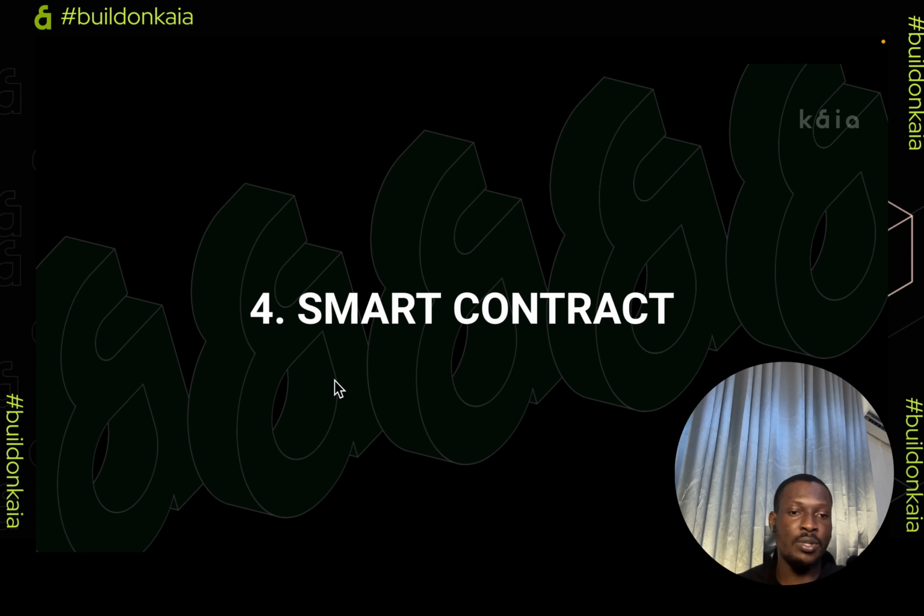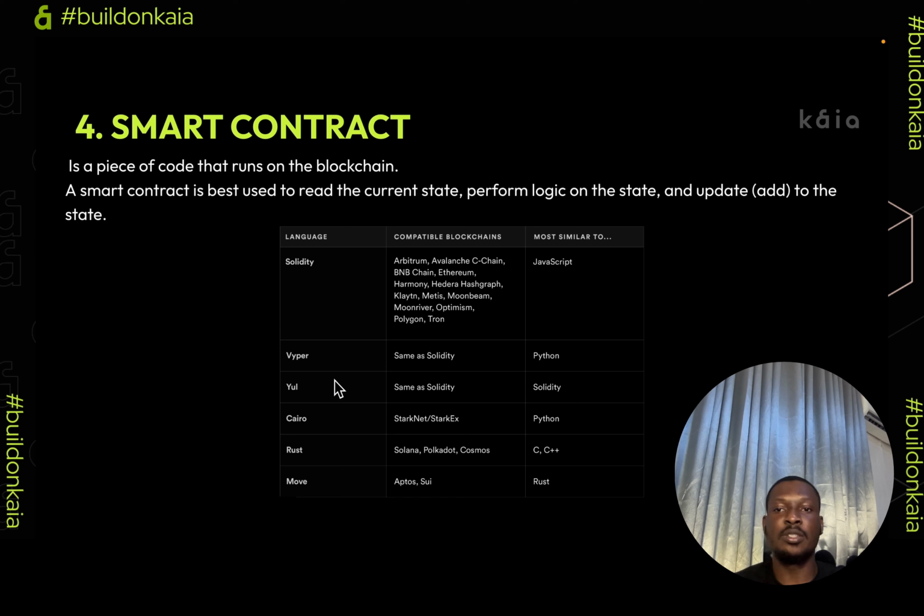Right. Also, smart contracts. A smart contract is a piece of code that runs on the blockchain, basically your logic, right? A smart contract is used to read the current state, perform logic on the blockchain, and update the state of the blockchain. All of the logic that you want to write on the blockchain, all of the if-else, if this do that, is done using smart contracts.